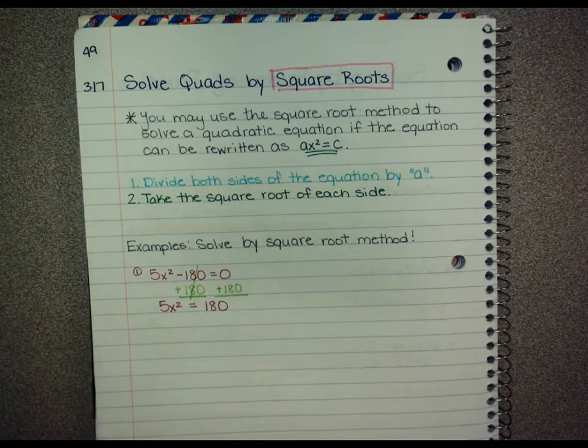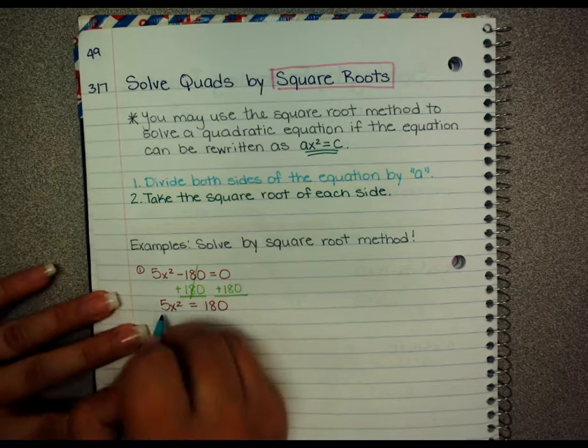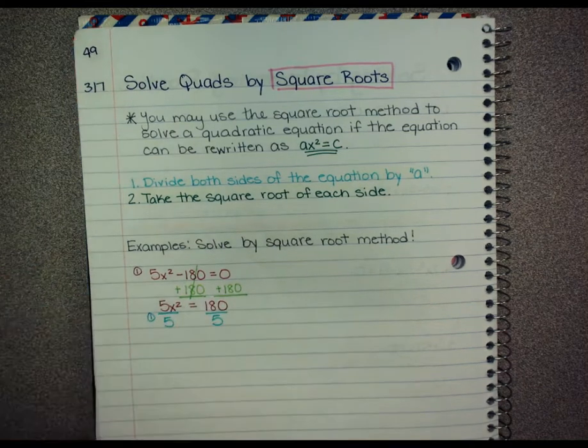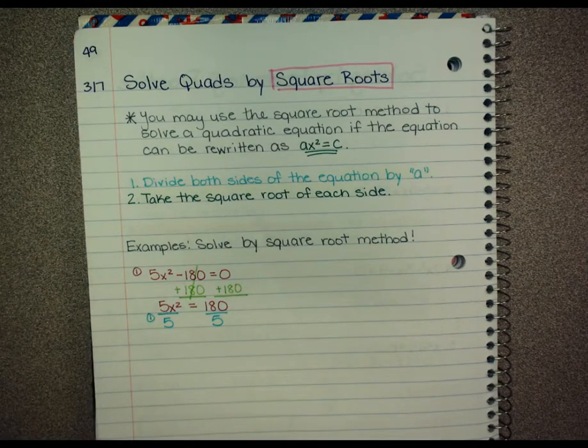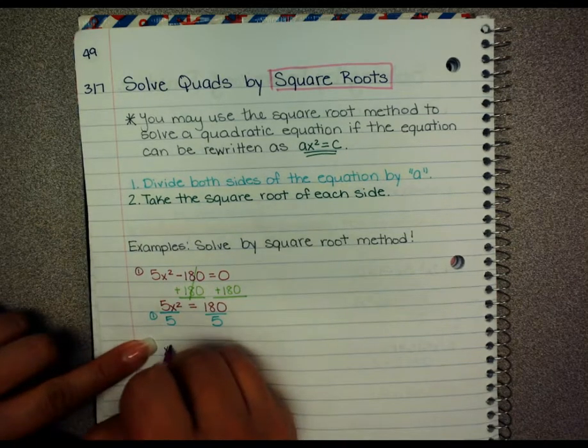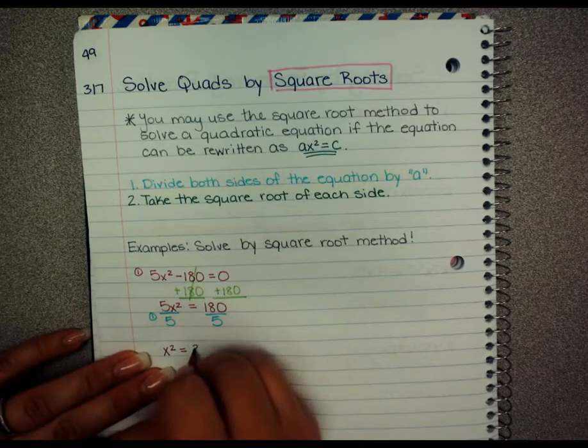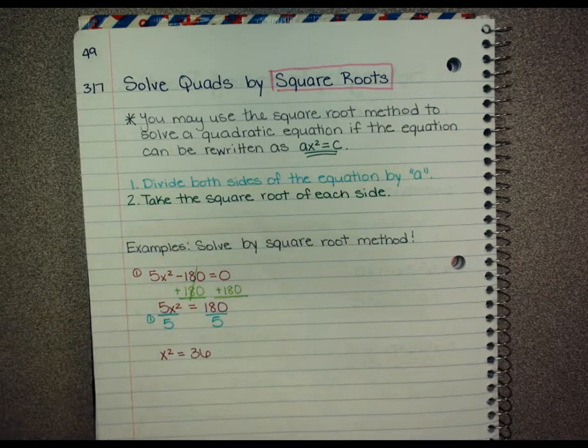So now it's time to take the square root. Well, not time to take the square root. The first thing we have to do is now step 1, okay? Now I'm going to color code this so we can see where step 1 comes in. Step 1 is to divide each side by 5. Okay, so this is step 1. So if I divide each side by 5, 5 divided by 5 is 1, so we're just left with x squared. Okay? And then 180 divided by 5 is 36, so we get x squared is equal to 36.